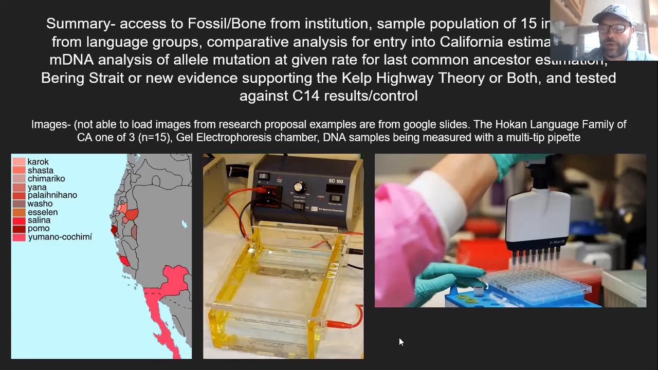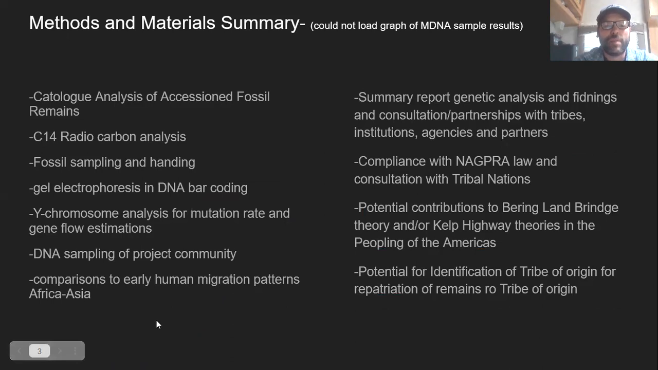Oh, and our live native community contribution group. And then here's also our multi-tip pipette being used to measure and move the samples in a controlled way. The methods and materials summary for this.